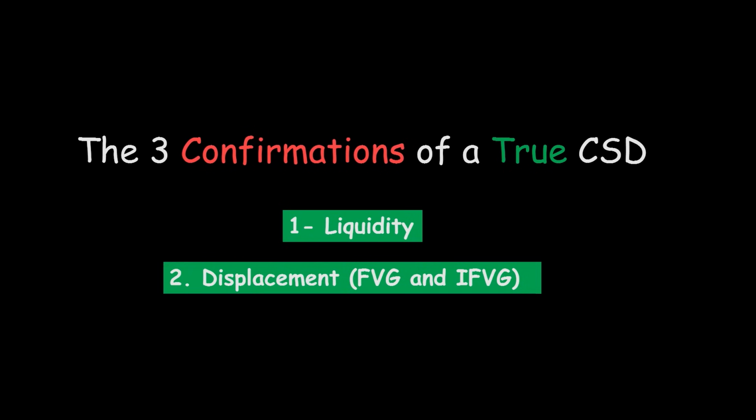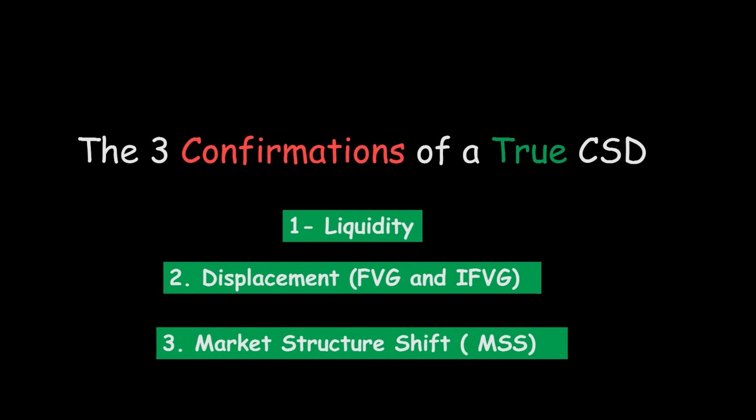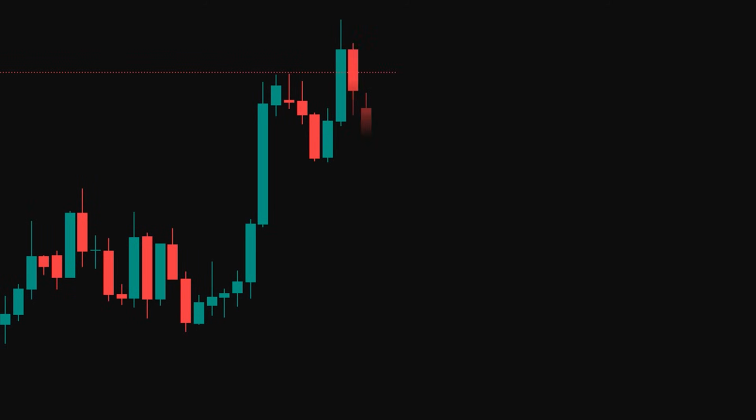And number 3. Market Structure Shift or MSS. The market structure shift in the direction of displacement. This confirms the flow has changed and you're no longer dealing with the old delivery model.